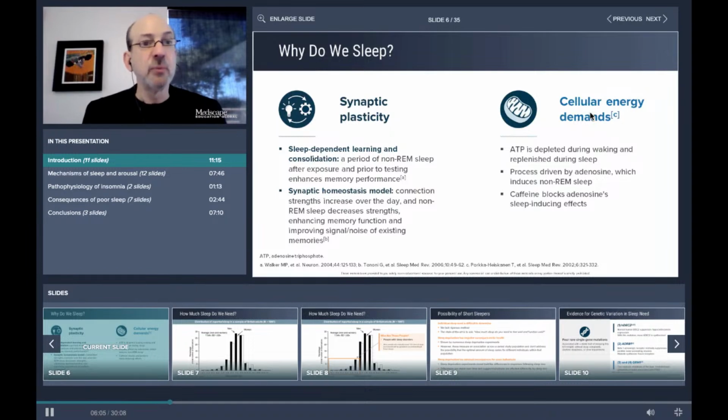And interestingly, we do experiments around the importance of adenosine every day by drinking coffee and tea and other things, because caffeine mediates its effect by blocking adenosine receptors. That's how it keeps us awake. So these are some of the main theories about why we sleep.